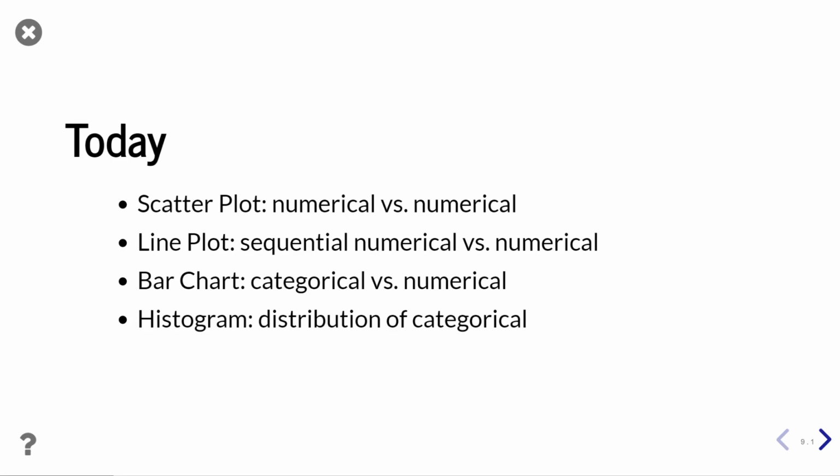So today, the types of plots we're going to see are scatter plots, line plots, bar charts, and histograms. A scatter plot is whenever you're plotting numerical versus numerical. A line plot will be a sequential numerical variable, which we'll talk about, versus a numerical. A bar chart will be categorical on the x-axis versus numerical. And a histogram will be a so-called distribution of a numerical variable.